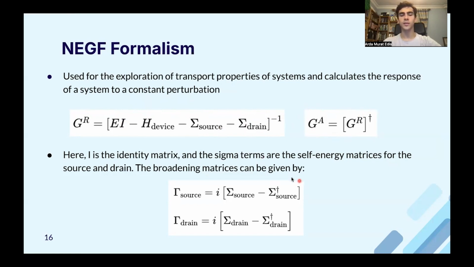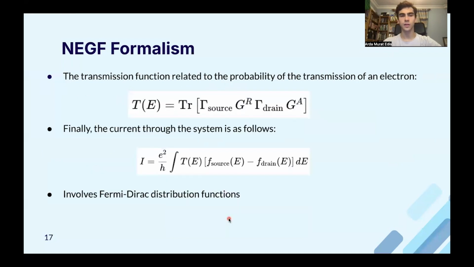Then, the broadening matrices can be given in terms of the self-energy matrices, where I is the imaginary unit. Then, we can calculate the transmission function, which is related to the probability of an electron transmitting from one end of the system to the other. Here, Tr is the trace operation. Finally, the current through the system can be obtained according to the following formula, where E is the elementary charge, H is the Planck's constant, and F source and F drain are the Fermi-Dirac distribution functions for the source and the drain respectively.